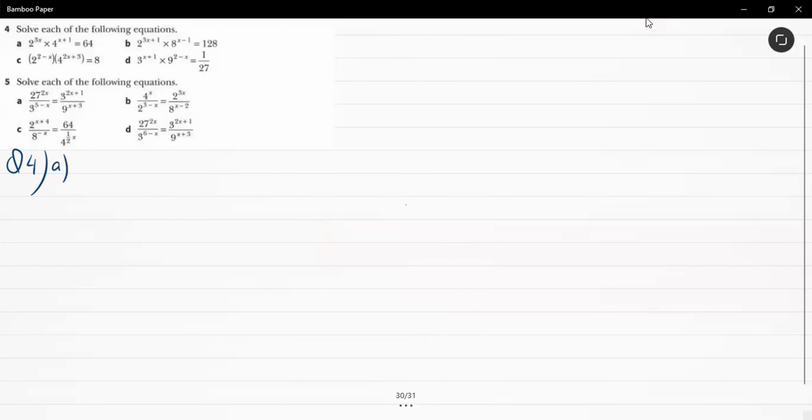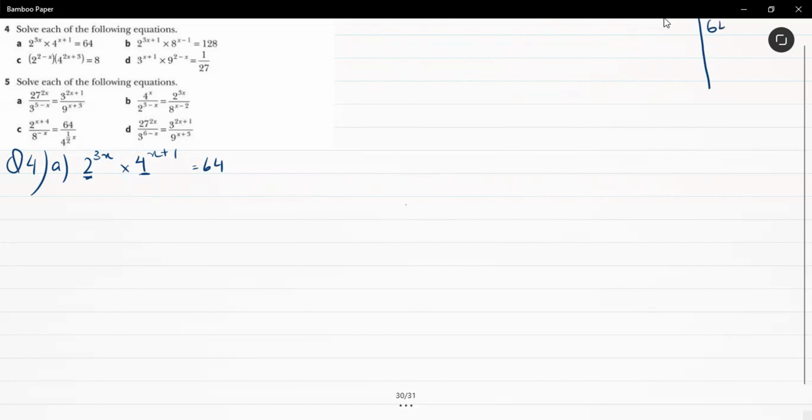For part A, we have 2 to the power 3x multiplied by 4 to the power x plus 1 is equal to 64. And as we discussed in the previous lectures, the main concept is to make the index value the same so that we can equate the powers and find our answer for the value of x. So what is the most basic index value we can get here? As we can see, the most basic index value is 2. So we are going to simplify it in that term.